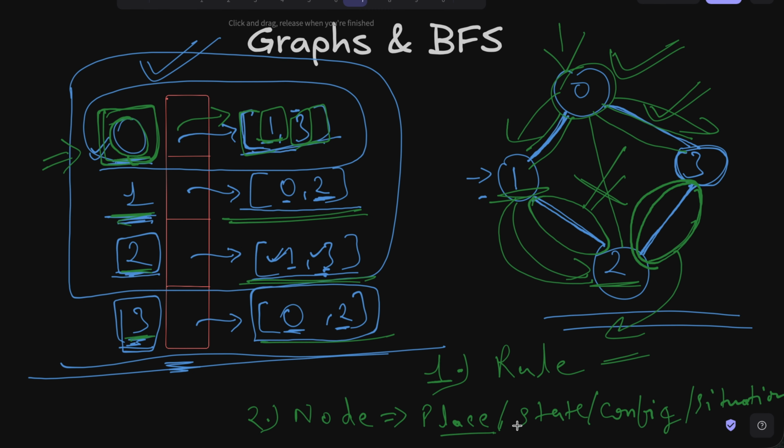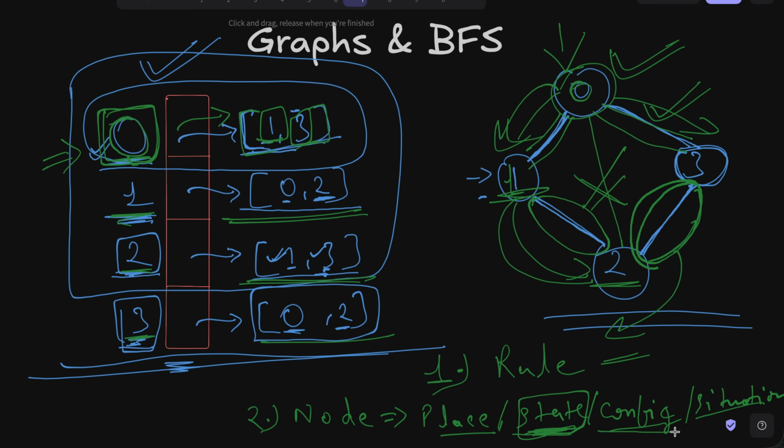So a node can be a place, state, configuration or situation. State does not mean MP or Uttar Pradesh or something like that. State simply means the conditions of a particular thing at the present time. So for example, if you are a person standing on the 0th position, your state is that you are at the 0 position. Now you go to another position based on the rule, right? So your state now is that you are at the first position. So your state changed from 0 to 1, right? So that's why I'm representing this node as a state also.